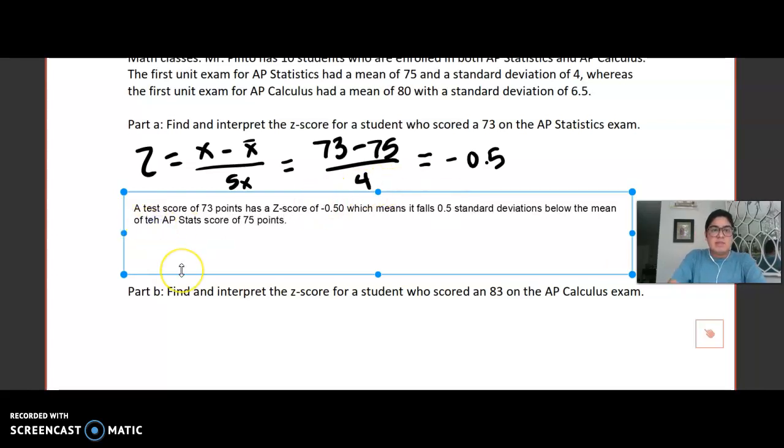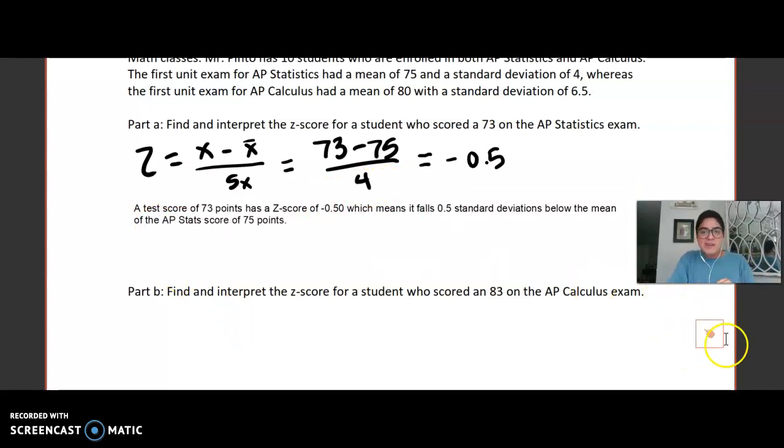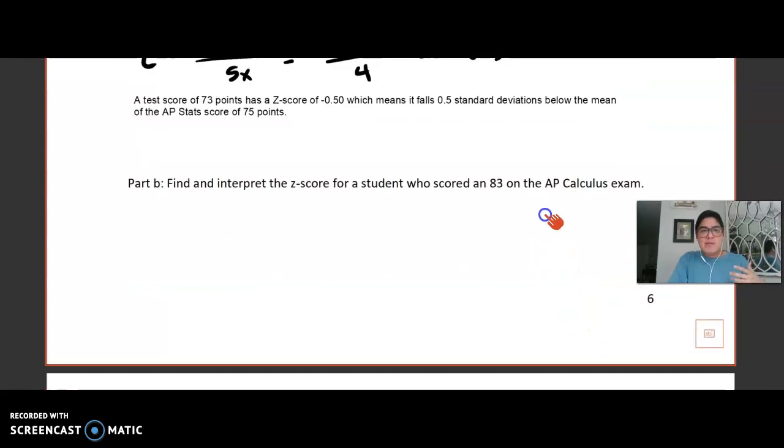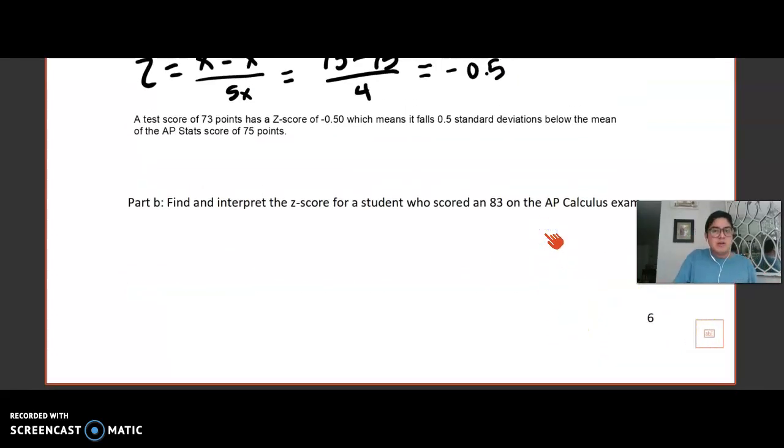Below the mean of the AP Stat scores of 75 points. So that's it. You just do a cute little formula and write a cute little interpretation. So not too shabby, I hope. I feel like we can definitely do this. So let's do one more example, and then you'll try the last few on your own.